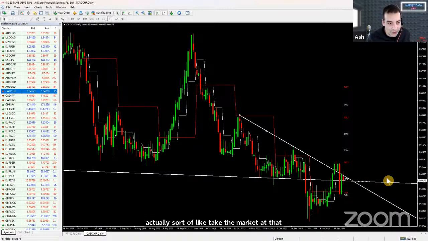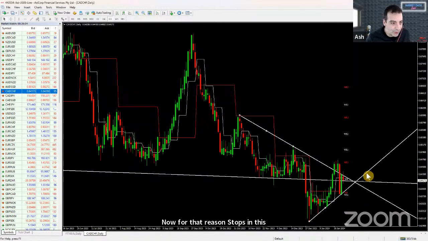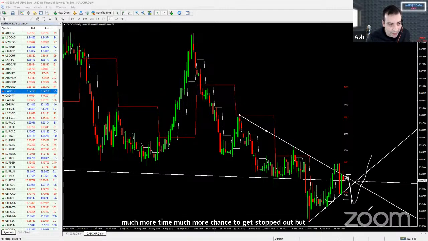It doesn't tell us whether they're going to actually take the market at that particular time. But if we hold on to the position, then we can not worry about the timing. For that reason, stops in this area would pay more if you get your timing right, because your risk to reward is better. If you were to enter somewhere here with a stop down here, much better risk to reward, but still much more chance to get stopped out. And you get stopped out and then it comes up, very frustrating.